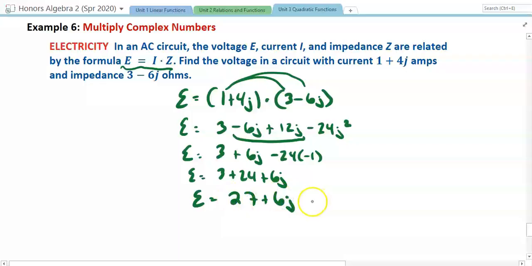And this is the voltage, right? And so it would be in volts. Okay?